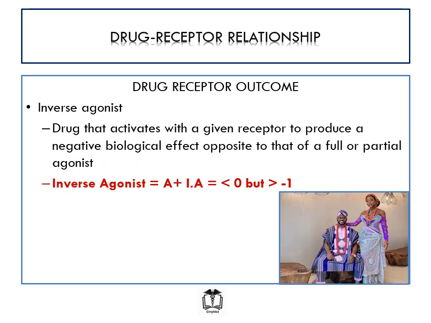Inverse agonists are drugs that tend to activate a given receptor, but instead of producing the known effect of that receptor, they tend to produce a negative biological effect, or opposite effect to that of the full or partial agonist. Think about an inverse agonist as a drug that has an affinity for the receptor and has intrinsic activity, but the intrinsic activity is going to be a negative conformational change. Thereby, we see that the combination of affinity and intrinsic activity of an inverse agonist is less than zero but greater than -1.